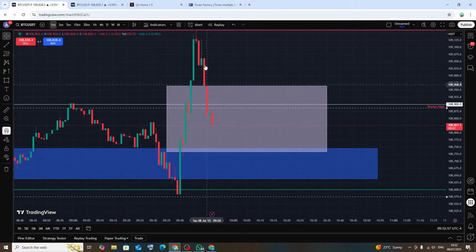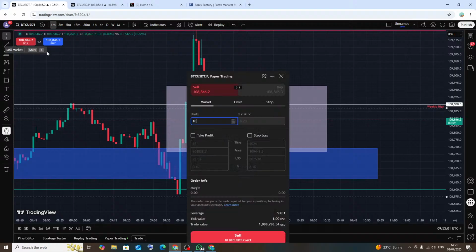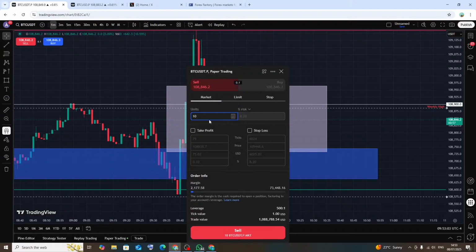I can go for a short. My stop loss will be above this candle. I wanted to go for a short, but it will be a very small trade. I did not want to, because we have done what we had to do. I've done a good trade.